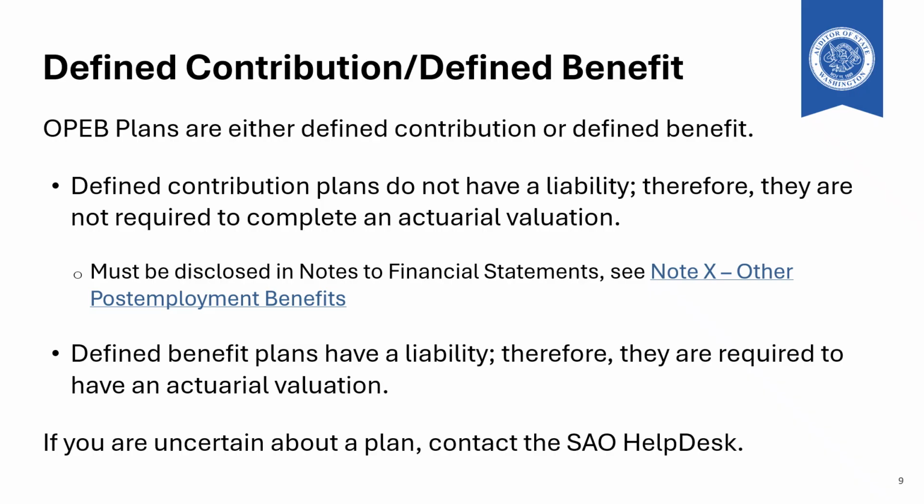The actuarial valuation is calculating the estimated amount that those promised benefits will cost the government in the future. Both PEB and LEF that we talked about earlier are defined benefit plans with liabilities. If your government offers a different plan and you are uncertain about whether it is a defined benefit plan or a defined contribution plan, please contact the SAO Help Desk.